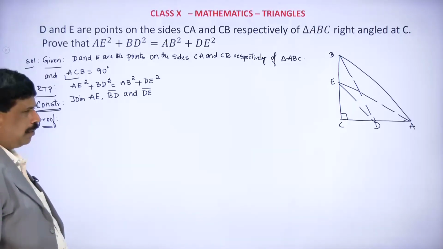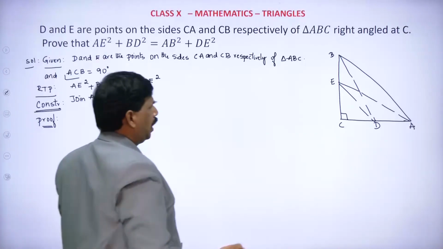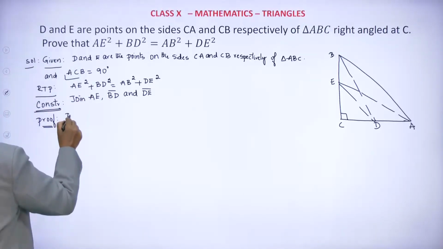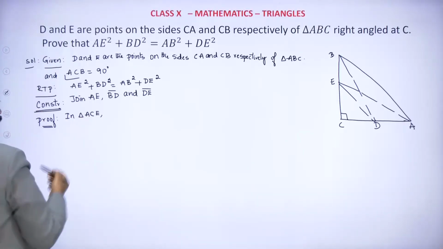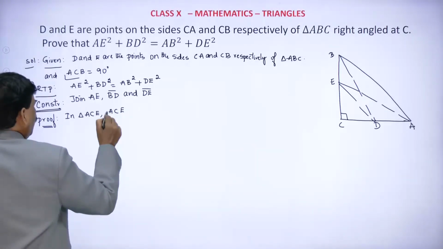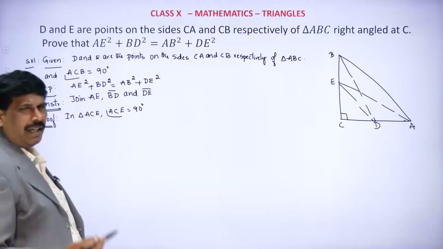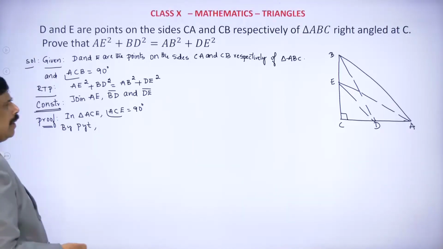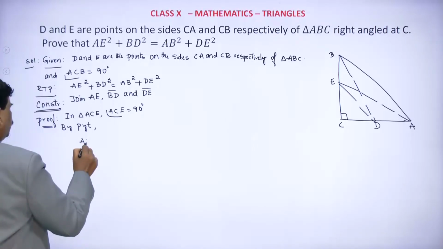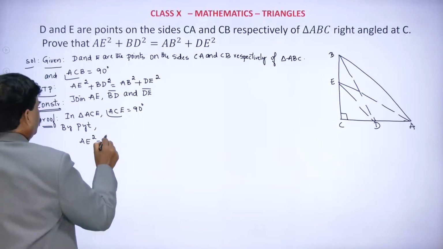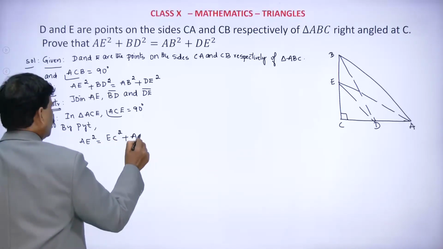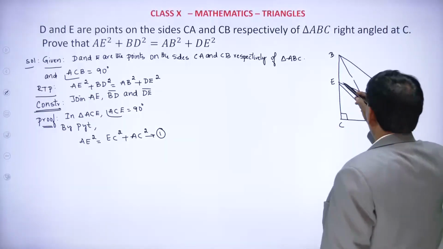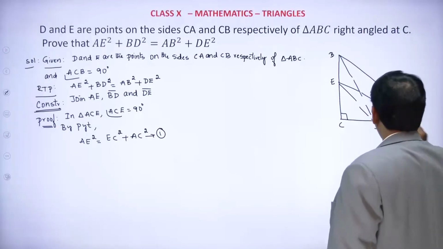So AE square we want. That means which triangle we have to select, tell me. This is AE square. So which triangle you should take? You should take triangle ACE. Clear? So in triangle ACE, angle ACE 90. Why we are writing 90? To show that it is a right triangle, so that we can apply Pythagorean. So by Pythagorean, tell me now what we'll get. AE square is equal to EC square plus AC square. Give that as equation 1. Clear? AE square is equal to EC square plus AC square.